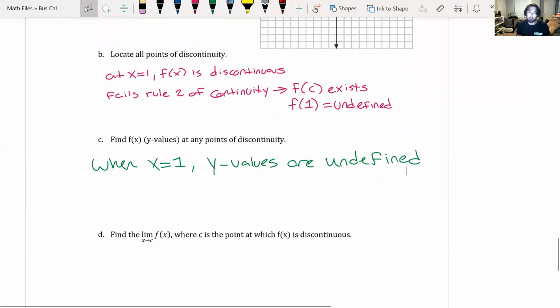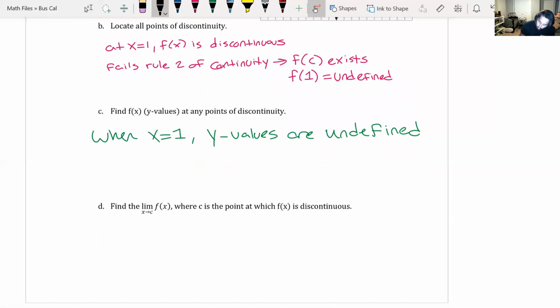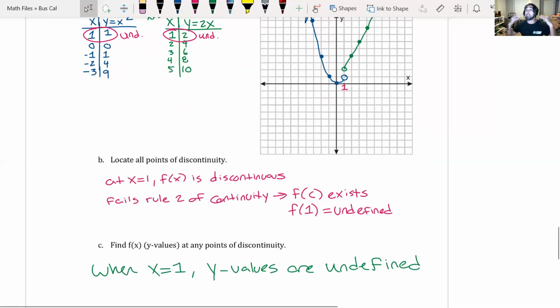And then very last one. Find the limit as x approaches c of f of x, where c is the point of discontinuity. So what this one wants is, what is the limit as x approaches 1 from both sides of f of x? So we want to know, does a limit exist here? Which means we get to prove more that this function is discontinuous by the rules of continuity.